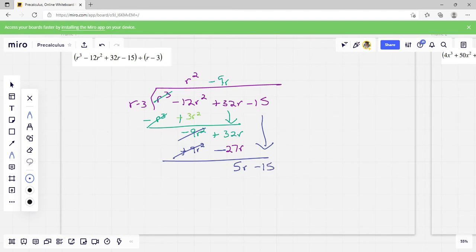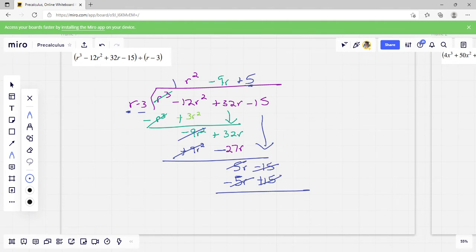Now I have to multiply r times something to get 5r, and that would just be positive 5. Then I multiply positive 5 times negative 3, which would be negative 15. Positive 5 times r would be 5r. Then when I subtract, I just change my signs. These two cancel, and these two cancel, and you're done. No remainder on this one.